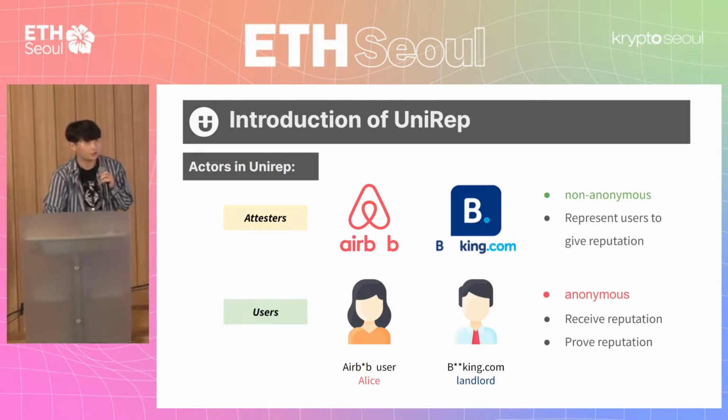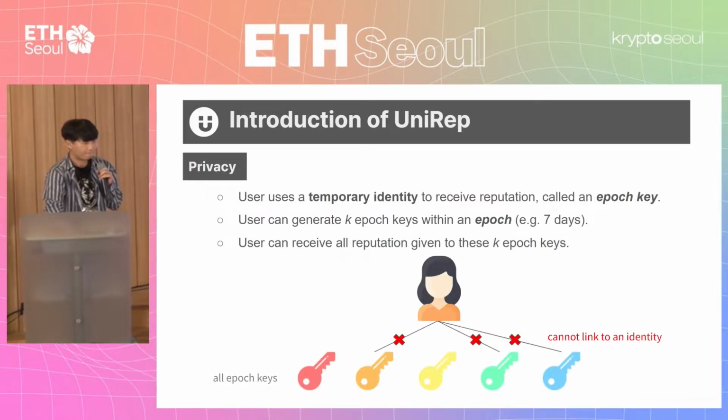So others will never know who receives this reputation. Yeah, so it can achieve privacy. And in this system, we define an epoch key to receive reputation. And also we define a period of time called an epoch, for example, 7 days. And then in each epoch, a user can have k epoch keys to receive reputation. And the epoch key is like a hash, so it is hardly possible to link it to an identity, which is Alice here.